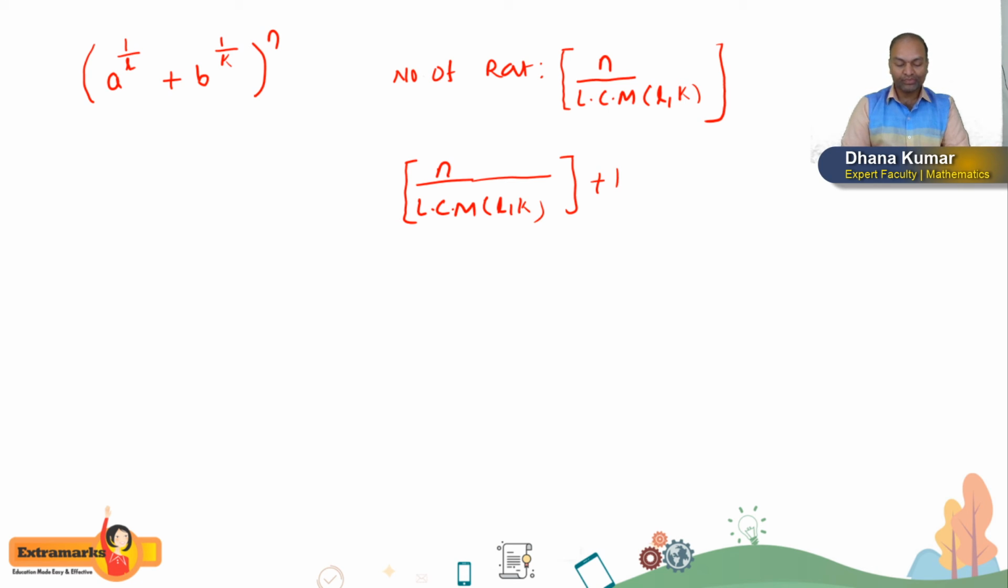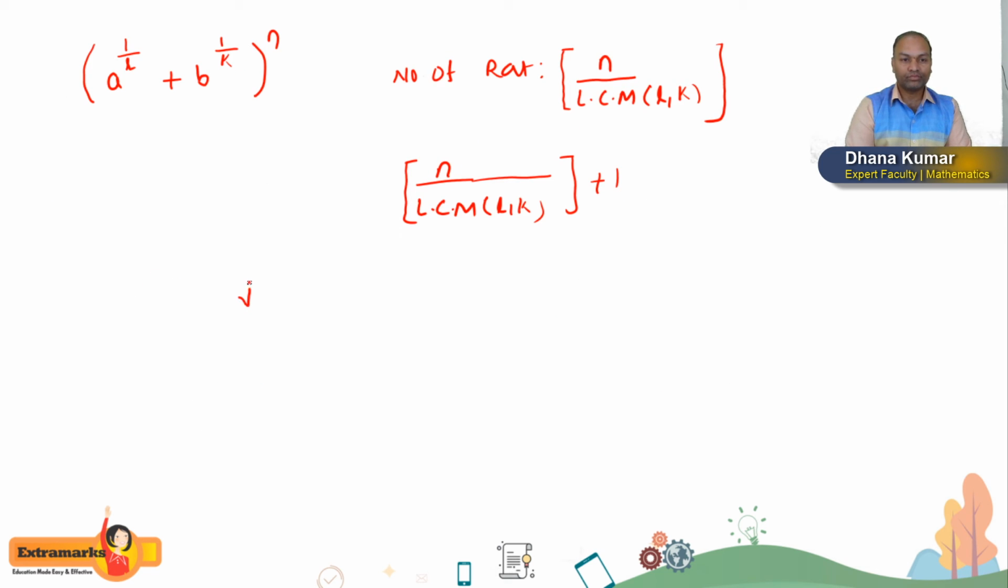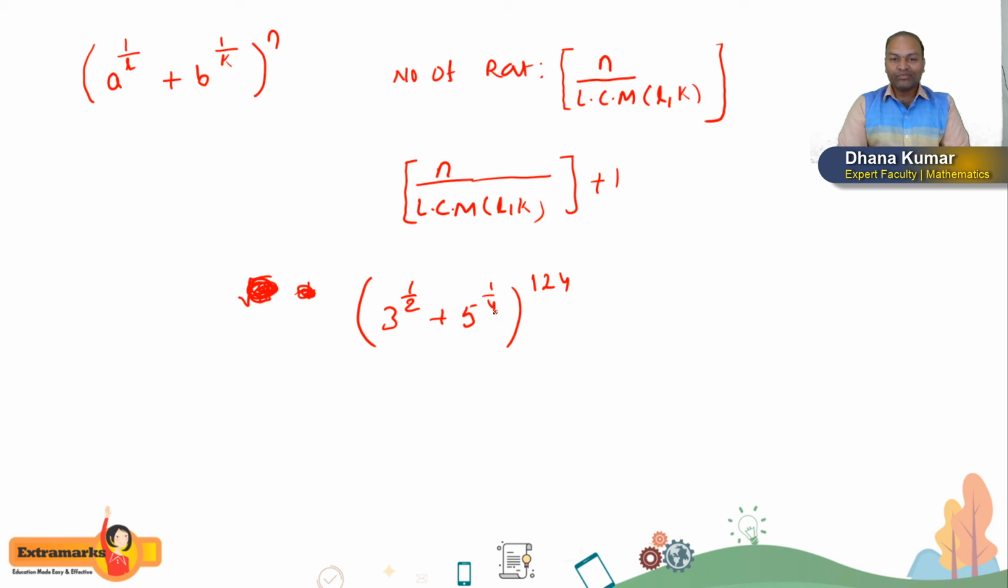Let us come to our question. Root 3 plus 4th root 5, whole power 124. Root 3 means 3 power 1 by 2. 4th root 5 means 5 power 1 by 4. Now you observe this one. 4 is a factor of 124. Correct or not? Understood? So when at least one of these two is a factor of n, then you have to use the second formula.